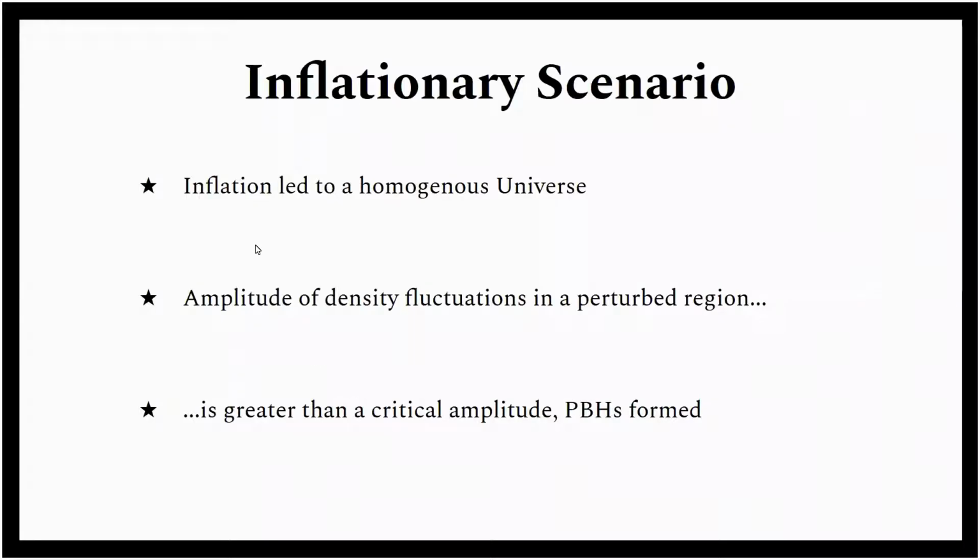So what happens is that inflation leads to a homogeneous universe, like I said, and the amplitude of the density fluctuations in a perturbed region, by that I just mean the way it's being clumped together in one region, if that's greater than a certain value, then primordial black holes form. Of course, there's a lot of maths involved, but it's not too important as a layman to understand all the maths. It's just important to understand the concept. So that's why I've omitted most mathematical terms from this presentation.